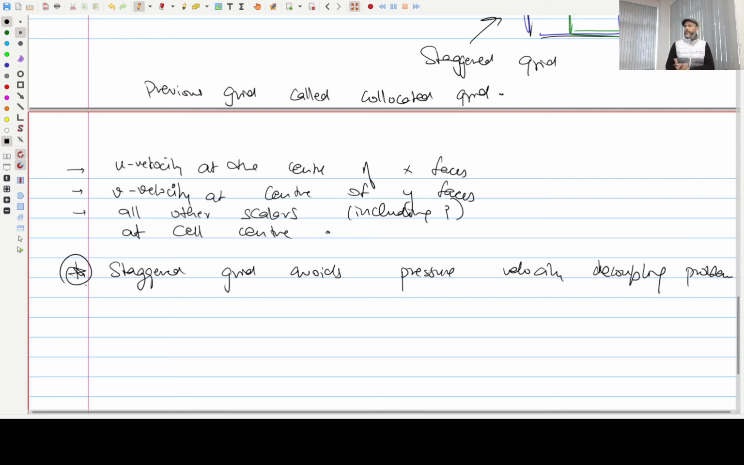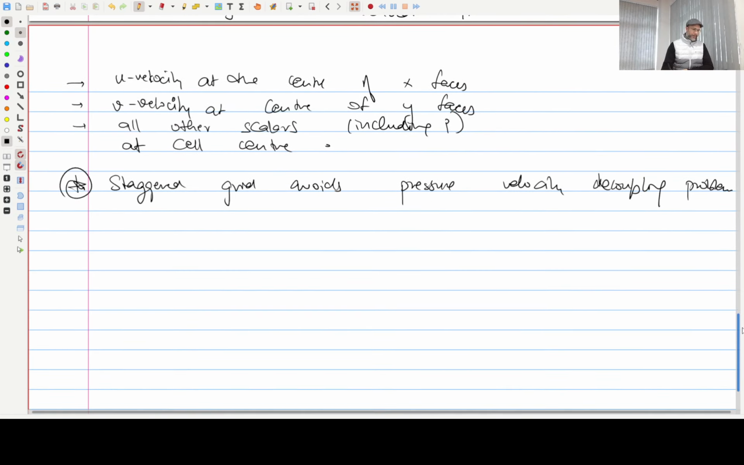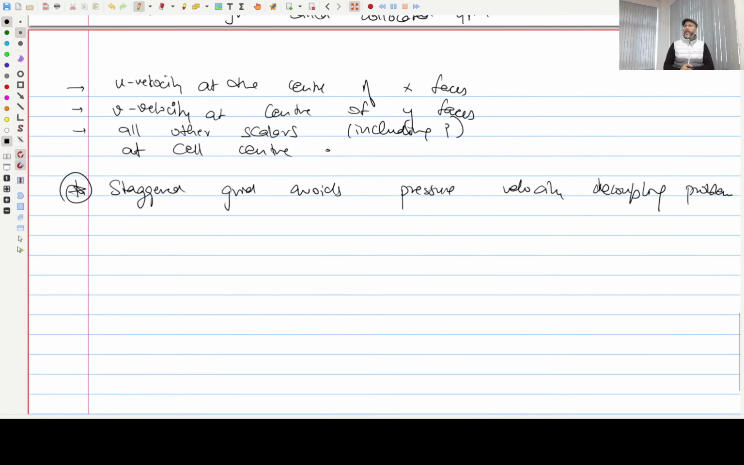And that is the reason we have proposed this grid, to avoid this pressure and velocity decoupling. So we'll be using the staggered grid for our discussion of the implicit methods that we'll be discussing from now onwards, just to give you practice in the use of these grids as well. Okay.